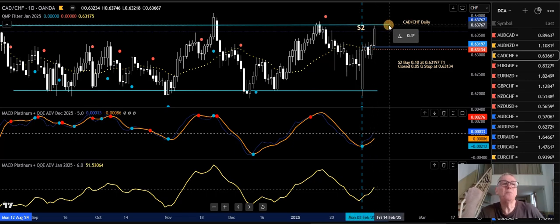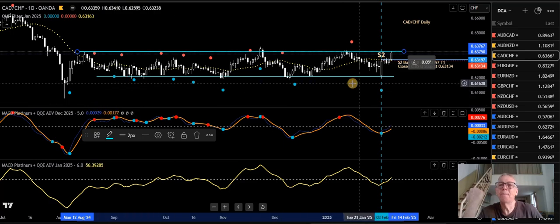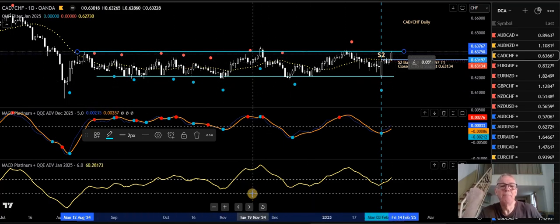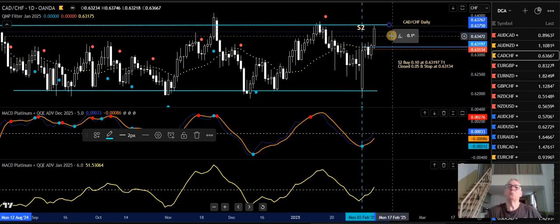Look at this CAD/CHF. It's just been going absolutely sideways forever. Look at this, and we're back at that high again. Bet you there's 1,000 sell trades up there, sell orders. But not for us. We'll wait and see.